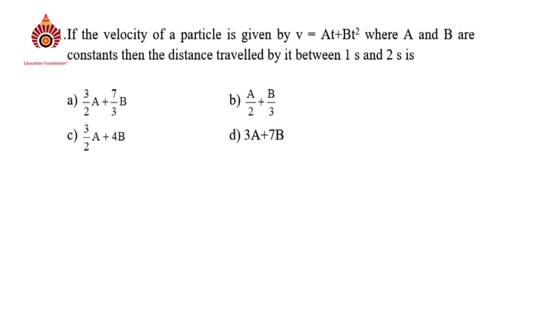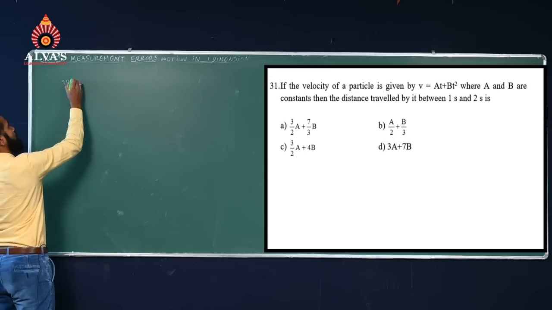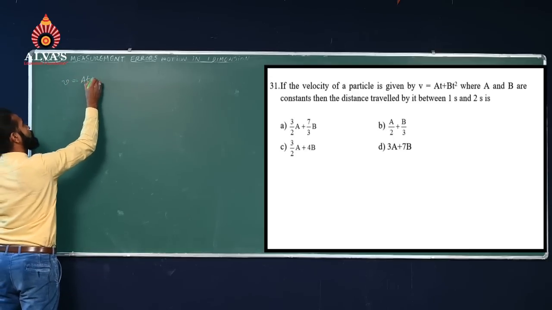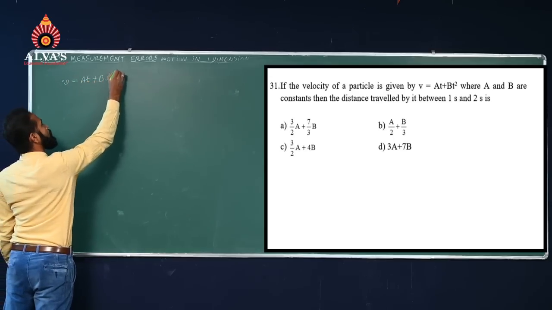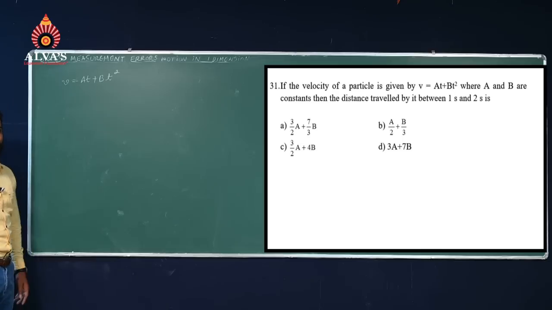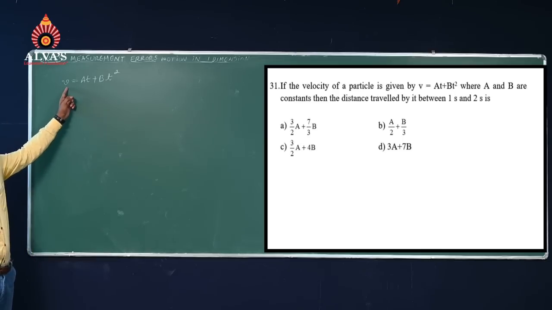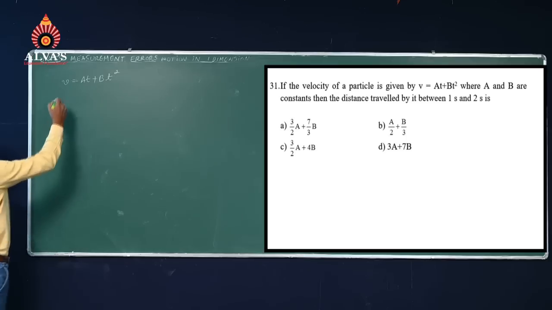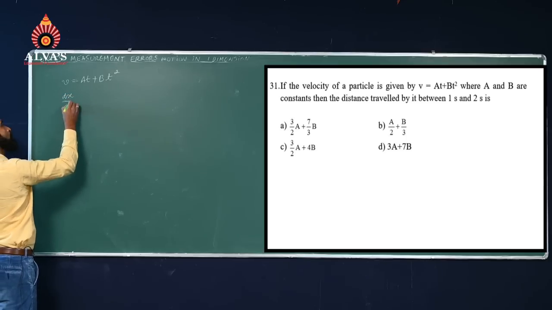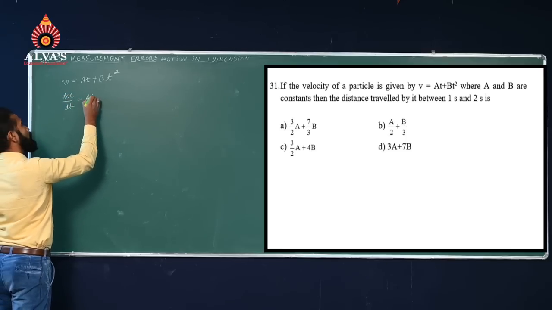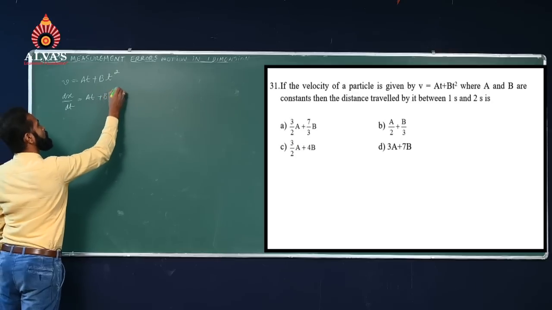Question number 31. If the velocity of a particle is given by v is equal to at plus bt square, where a and b are constants, then the distance travelled by it between 1 second and 2 seconds is. So equation of velocity is given, at plus bt square, but asked is a displacement. So you have to integrate this equation to get the displacement. So let me write velocity as dx by dt. So this becomes at plus bt square.